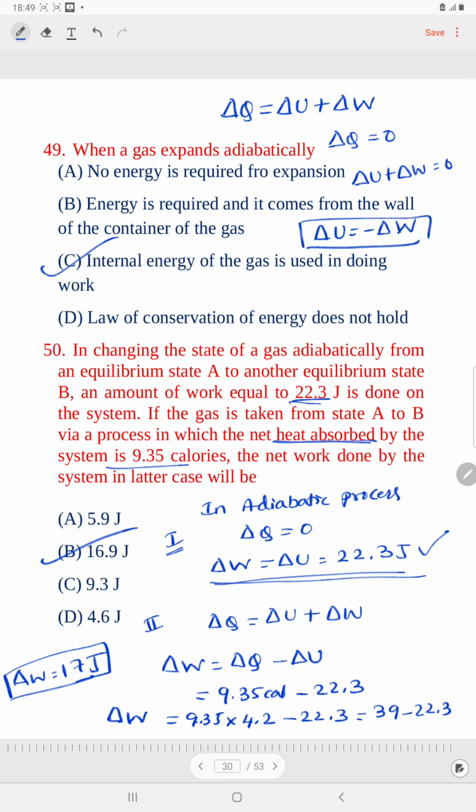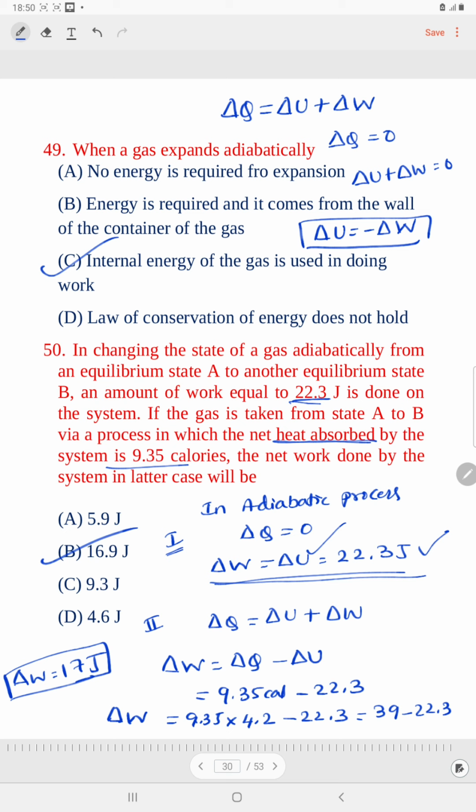Students, let me repeat. In question number 50, in the first case, the state of a gas is changed from A to B, and it's an adiabatic process. Work done is 22.3. But if the same gas is taken from A to B in another process, heat will be absorbed. That is 9.35 calorie. What is the work done in the second case? Then what I do, first case I will take in adiabatic process, delta Q is 0 because no heat is absorbed. Then delta W and delta U are equal in adiabatic process, which is 22.3, so that I get to know the delta U value in the first case.